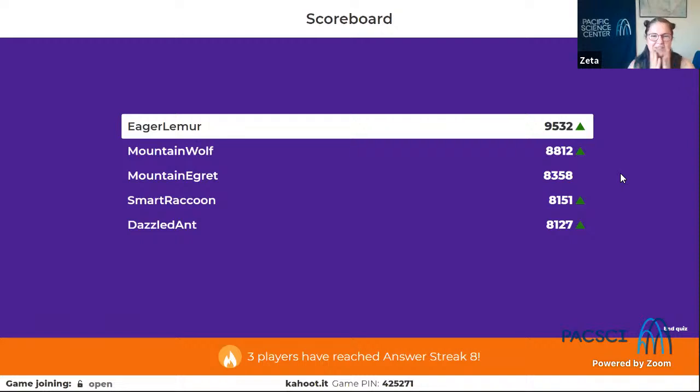Ooh, that was a tough one for a lot of people. Only three players have an answer streak of eight. Lemur has moved up eagerly, and Dazzled Ant is dazzled by the geology.